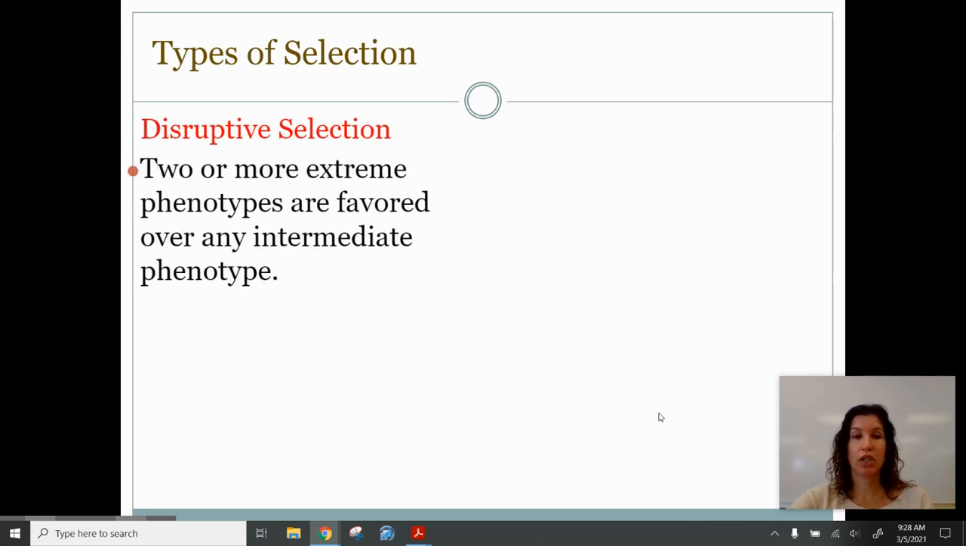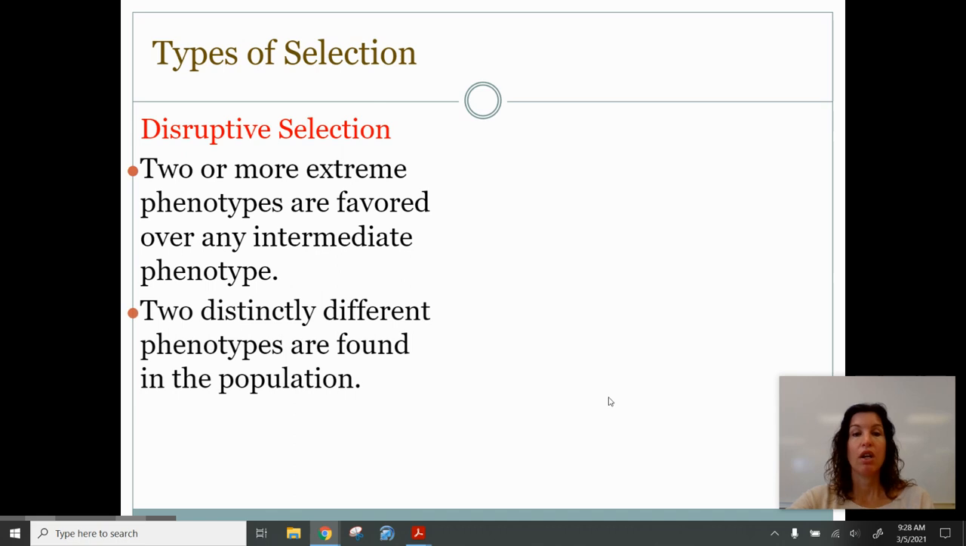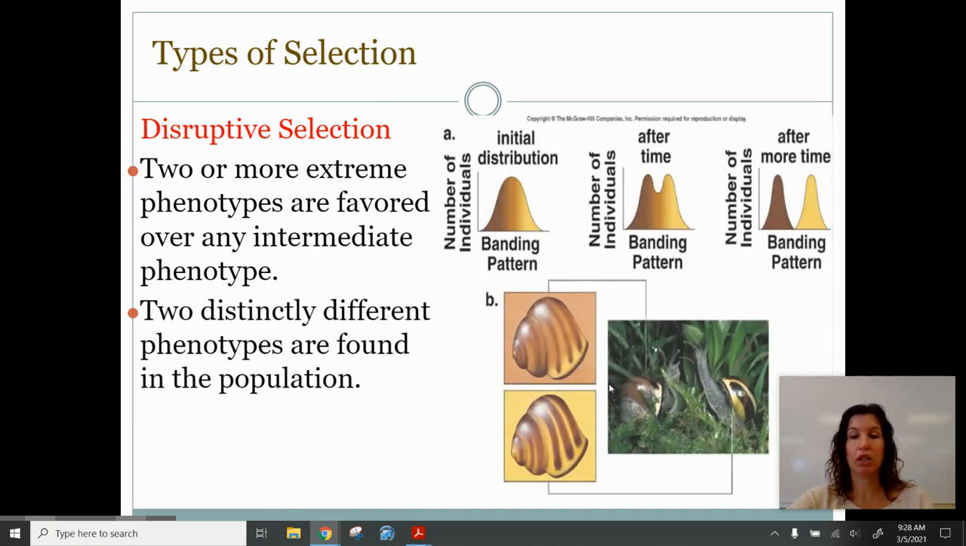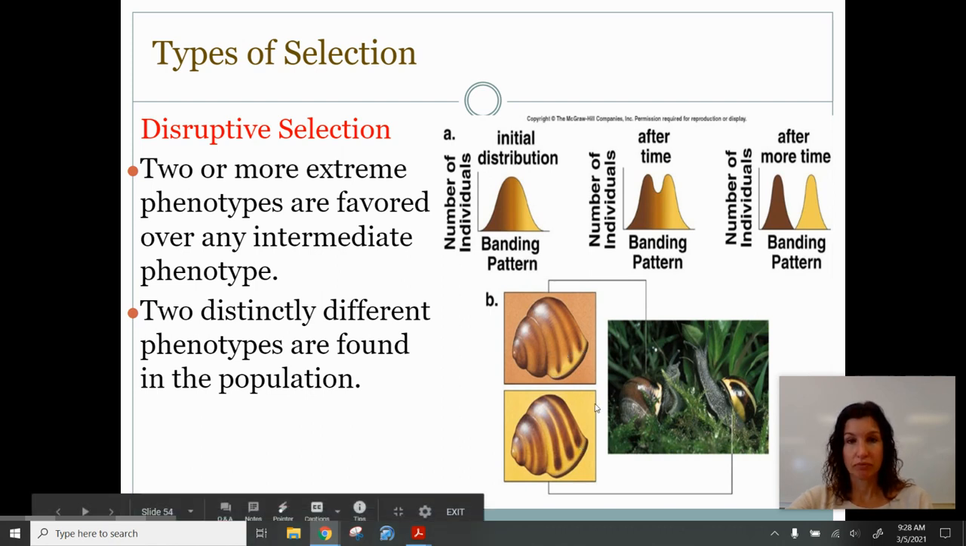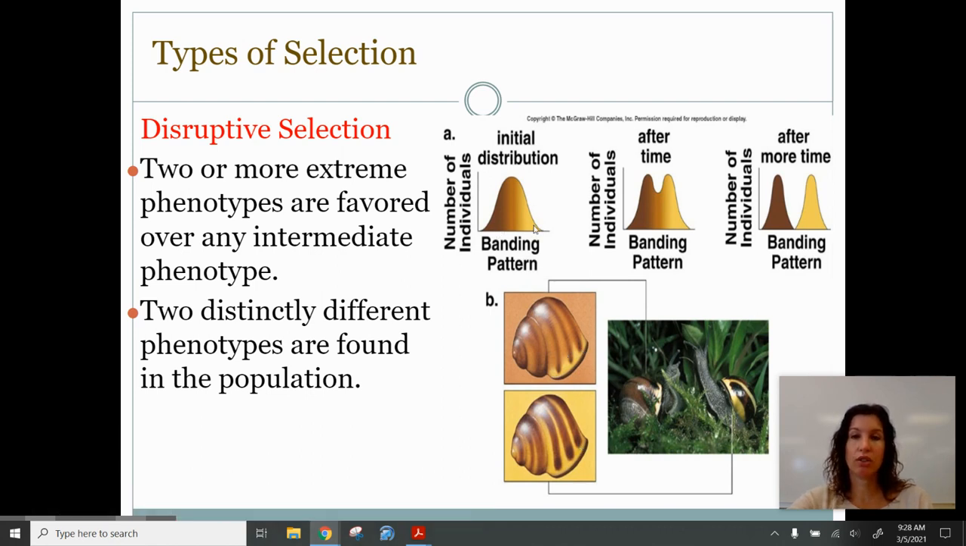Disruptive selection is when both extreme phenotypes are favored. So then we end up with two distinctly different phenotypes in the population. An example is banding patterns of snails. You can see here's our initial distribution. We had a wide range of banding pattern, and then over time, we get a dark banding pattern and a light banding pattern. So that would be disruptive.